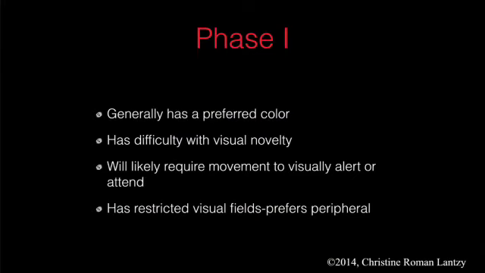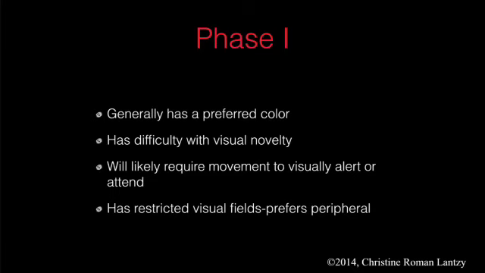In phase 1, so again, I'm just going to reiterate what we know about phase 1, 2, and 3 as the principles from which we move forward for interventions. In phase 1, the child generally has a preferred color, or color will be very, very important. They have difficulty with visual novelty, so they often have a first set of things they have to use over and over to respond to. They will likely require movement to visually alert and to stay in visual attention with a target. They usually have restricted fields, preferring peripheral.